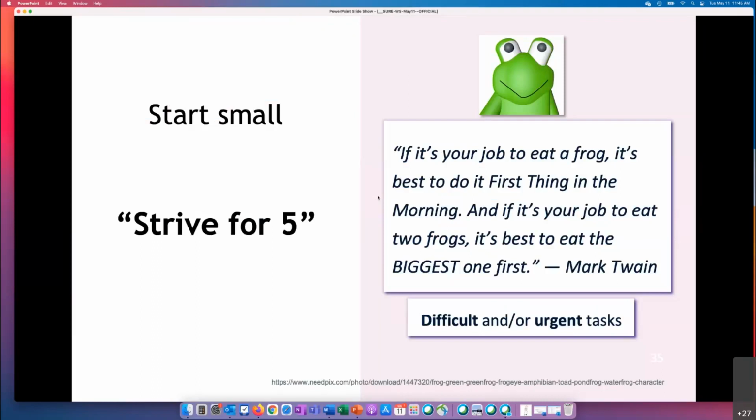Eat the frog first. If it's your job to eat a frog, it's best to do it first thing in the morning. And if it's your job to eat 2 frogs, it's best to eat the biggest one first. So this says, do what you don't want to do, the least one, what you want to do first. And there's some merit to this in terms of making sure you devote time. A little bit of the trade-off is that using your time may be the best part of your day for that task. So not everyone's a morning person, so doing it first thing in your day may just not be productive for you.